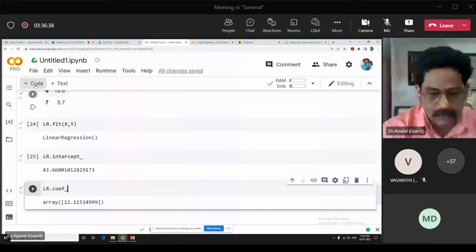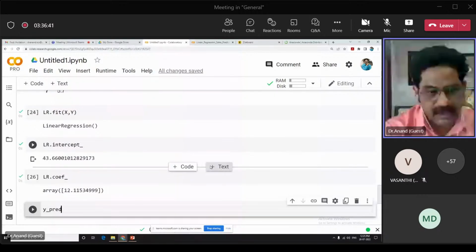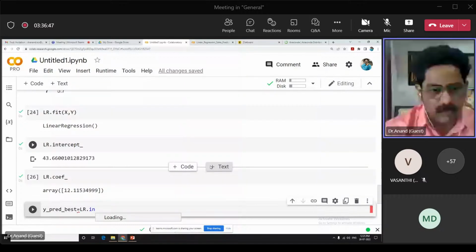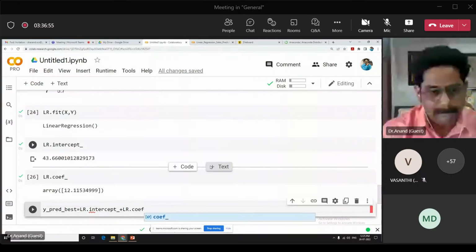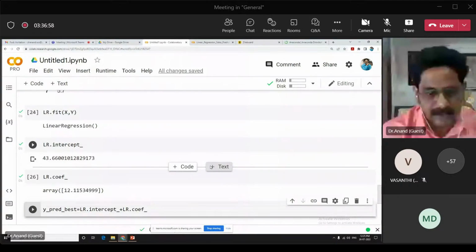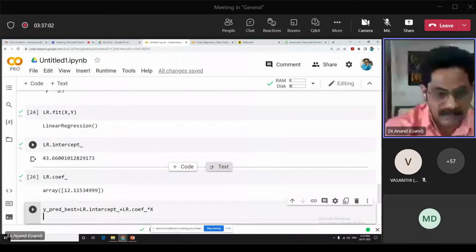Okay, now you can write your model equation y pred. I call this the best. What is my model equation? lr.intercept_, whatever intercept value is returned by the package, plus slope. Slope comes from this coefficient, multiplied by your x, right? This is your y pred best. Let me print my y pred best.